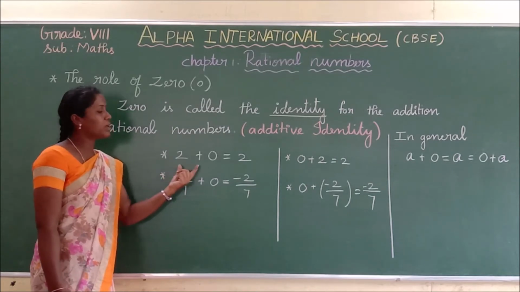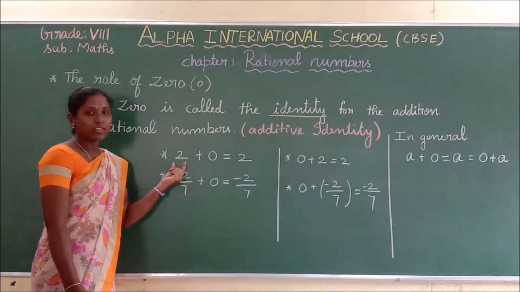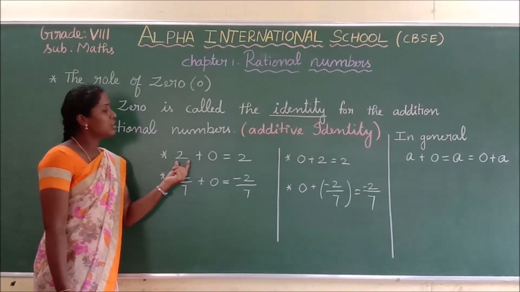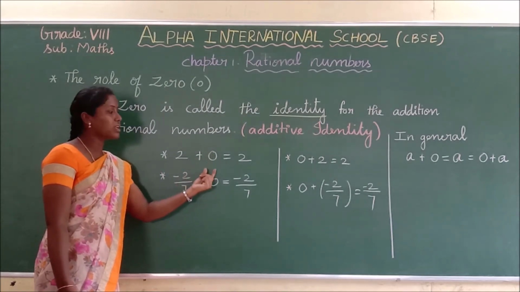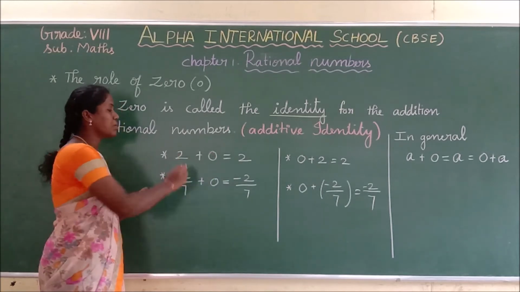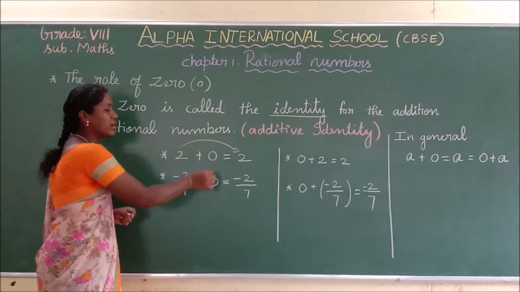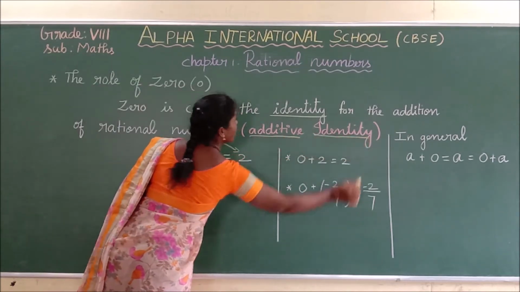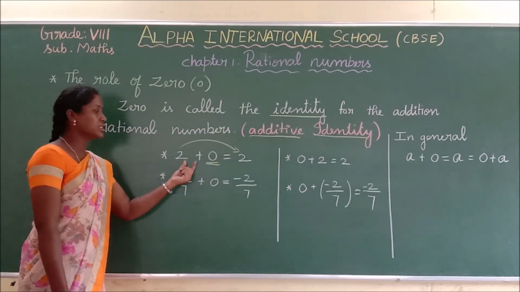Now look at the example. Here I am taking 2. 2 is an integer, or whole number, or rational number. If I add 2 plus 0, adding the number 0 with 2, what is the result you are getting? The same number 2. So here 0 is called the additive identity for rational numbers. We can say that 0 is the additive identity for this number.